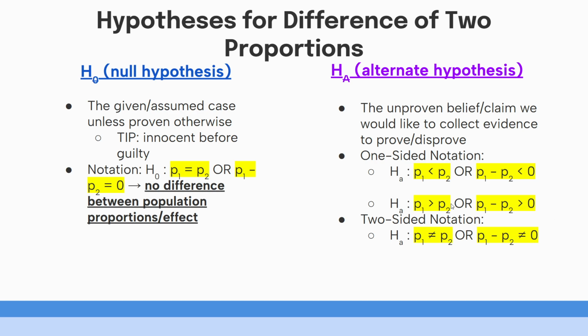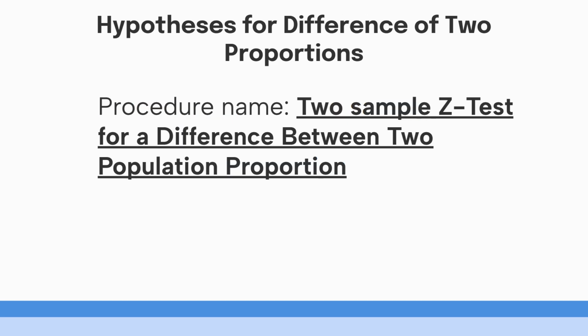So if it's P1, P2, and if it's just greater than 0, that means this is greater than this, so the difference is not negative. It's greater than 0. And then the two-sided notation is simply that the first proportion is not equal to the second. So the difference is not 0, but it could either be that the first population proportion is greater than the second, or the other way around. So that's your notations for the hypothesis.